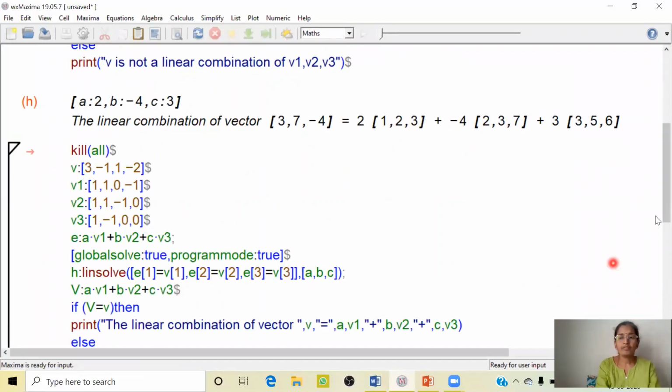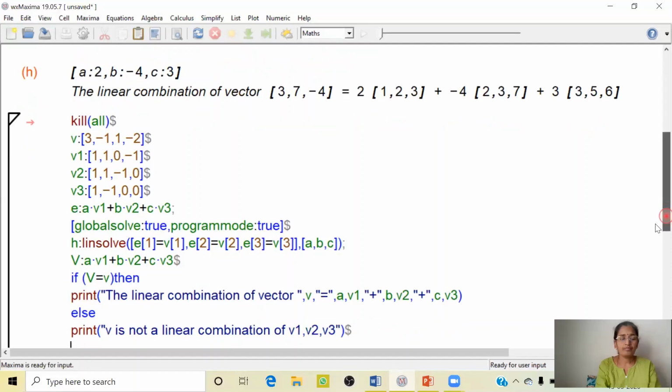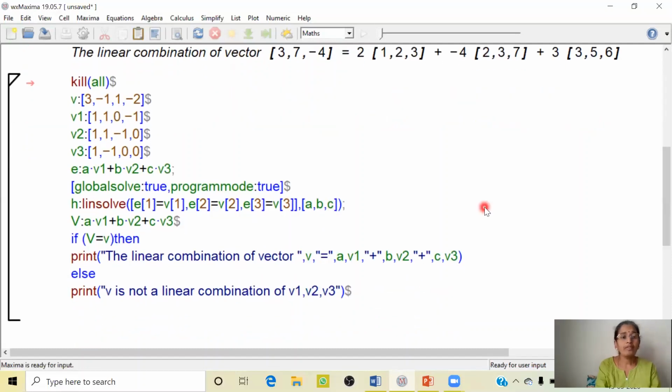So let's just paste the program in the Maxima window. So this is how we type the quadruples, once again within the square brackets and commas in between. So we get this. So let us execute this using once again the Shift Enter key.